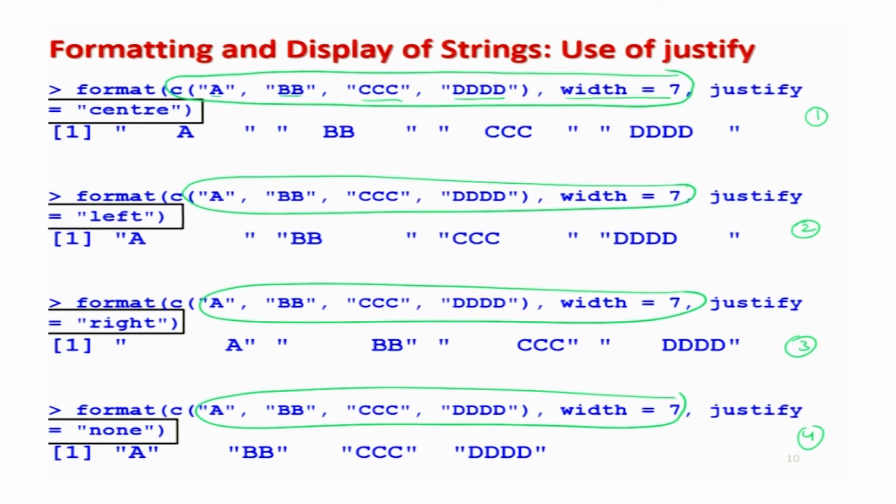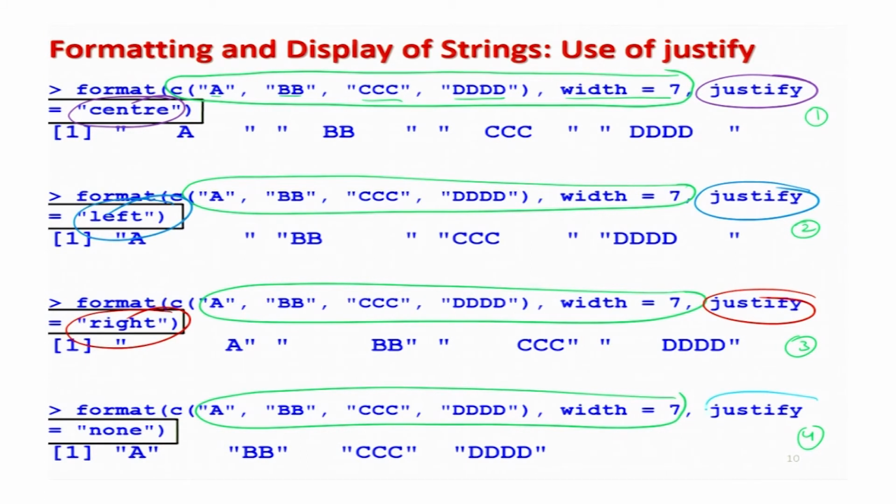And now what I do is simply change the justify option. In the first case I take justify equal to center. In the second case I take justify equal to left. In the third option I take justify as right, and in the fourth option I take justify equal to none, and try to see how the outcomes vary. Whatever effect there is in these outcomes is because of the justify option.